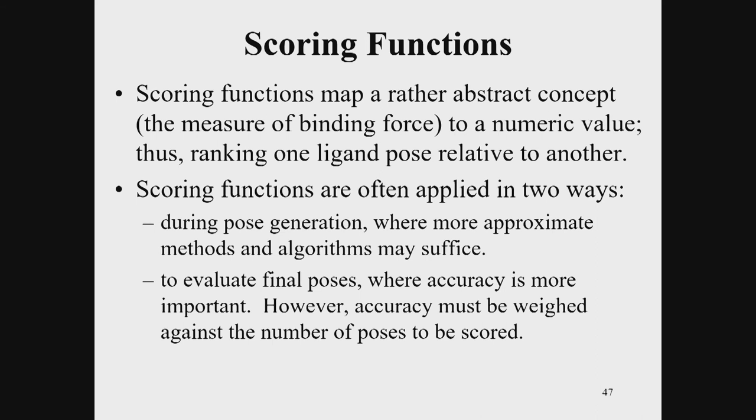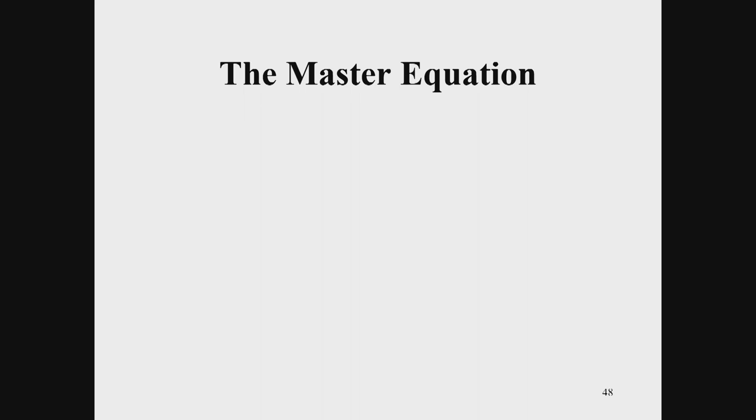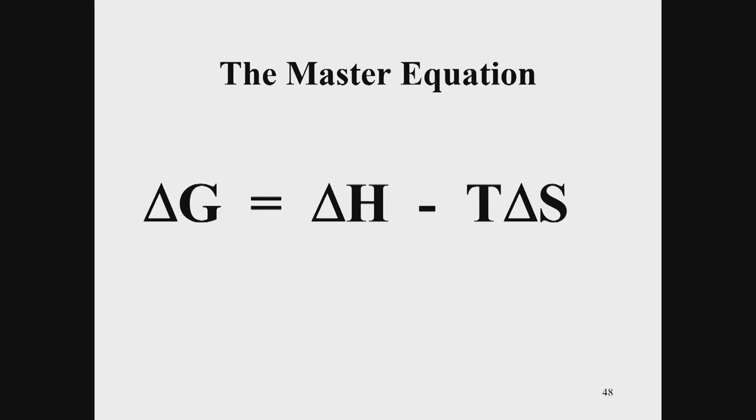And at the end, we want to evaluate the final poses, the ones that we've passed through our filters. And here we're more interested in accuracy. But we have to, again, pay attention to how many we have to score. If we're going to score 5 or 6, accuracy at a high level is worthwhile. But for scoring 5 million, that's not worthwhile. So in terms of building a scoring function, there's one equation we have to pay attention to, and that's Gibbs free energy. We always have to pay attention to whether or not a scoring function gives us a free energy value, because that's the currency of interactions.